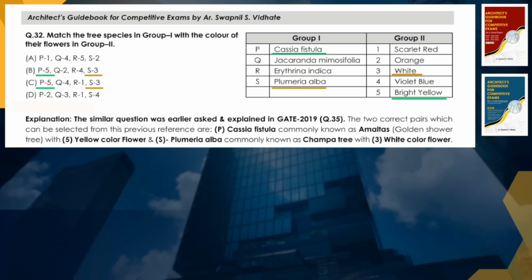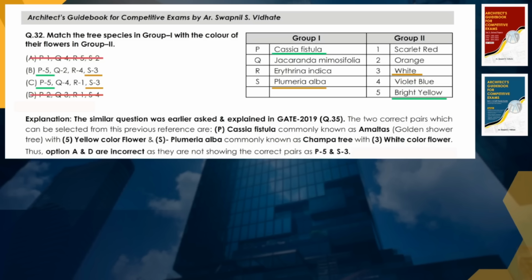The two pairs where we can concentrate first are Cassia fistula, which we generally call the golden shower tree or jungle fire. It has bright yellow flowers. And the last one, Plumeria alba, which is commonly known as the champa tree. The color of this tree's flower is white. So P5 and S3 are the correct pairs. Again, to confuse the candidate, they have mentioned both these correct pairs in options B and C, right? So options A and D will be the incorrect ones. P5 and S3 are the common pairs in B and C.